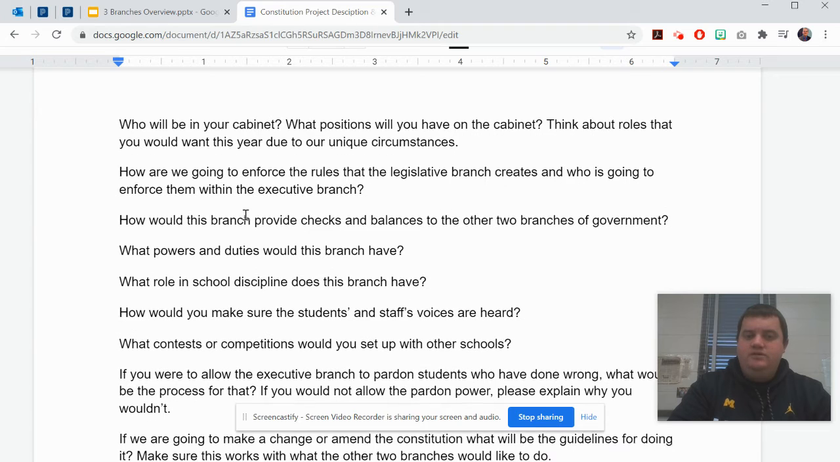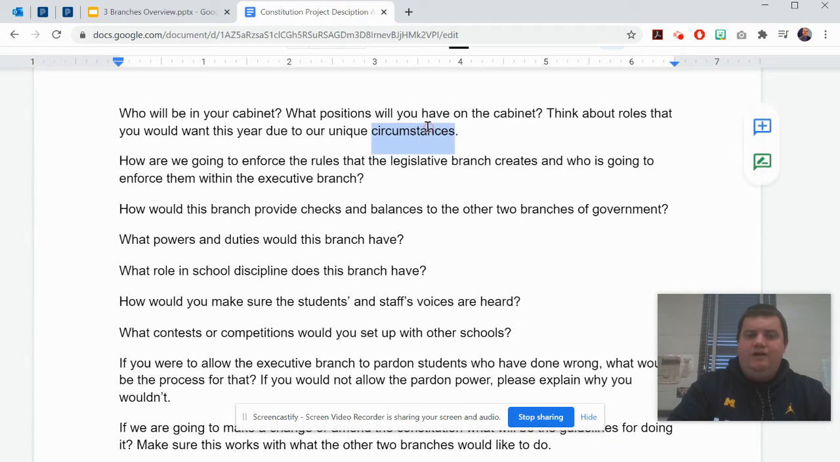Who will be in your cabinet? What positions will you have on the cabinet? Think about roles that you would want this year due to our unique circumstances. The cabinet is going to be the people that are serving underneath the president, those special advisors that we talked about when we talked about bureaucracy. So who do you want to be in that position? For this question, you can think about the American system and who is actually in the president's cabinet, but it's obviously going to look a little bit different in a school compared to a national government. For this one, really think outside the box for who we're going to have, especially with what's going on with COVID.